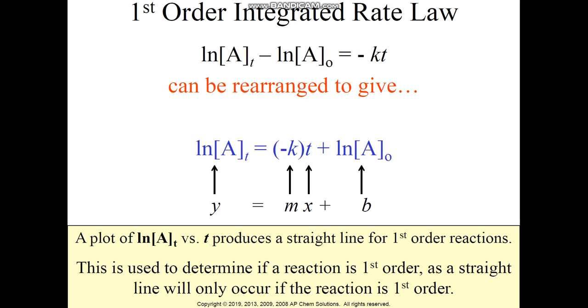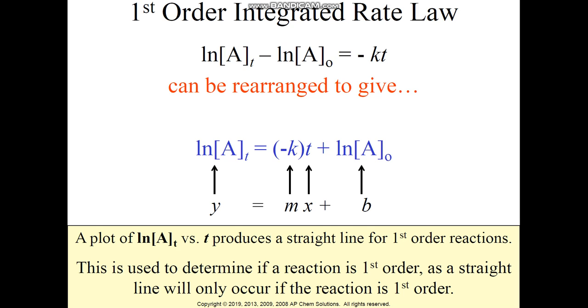So this is what your equation would look like. You'd have the natural log of your concentration at any given time, subtract the natural log of the concentration initially, and that is going to equal the negative k times t. And so again, you can rearrange that to where it can be y equals mx plus b, and you're going to get that linear line, which is really interesting.